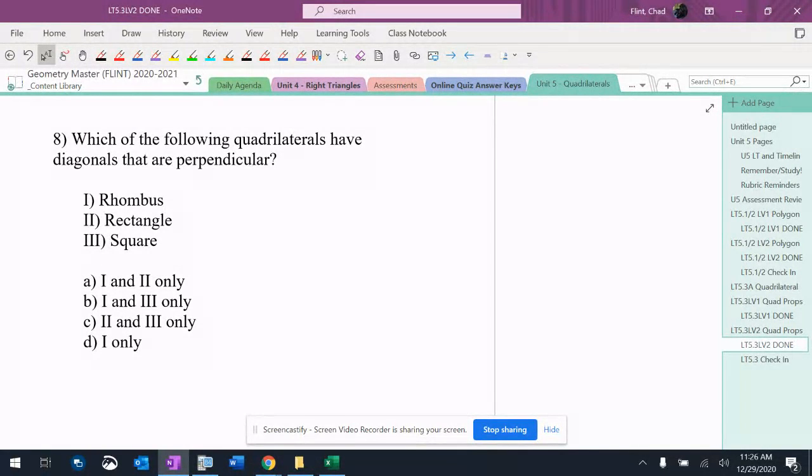So which of the following quadrilaterals has diagonals that are perpendicular? So again, I'm going to walk down through here. I'm going to check the ones off that have the perpendicular diagonals. Rhombus, that is a specific rhombus property, so it is 100% true. Rectangle does not have perpendicular diagonals. Square absolutely does. Now it gets it from rhombus, but it has them. So I'm looking for 1 and 3 only, which is B.